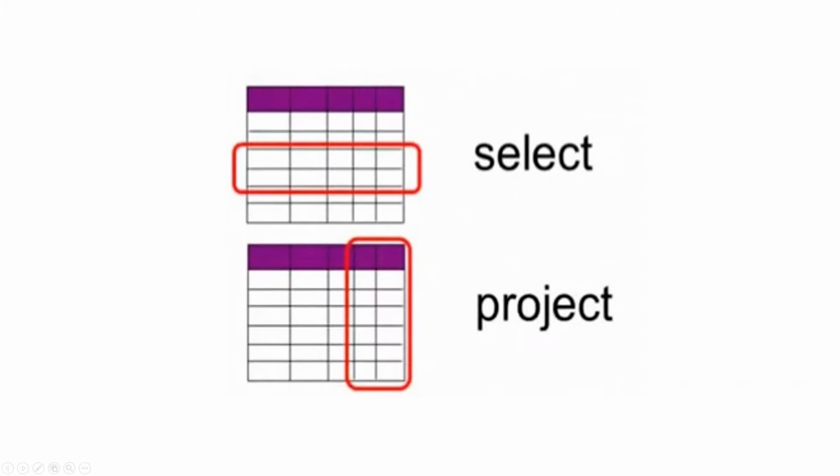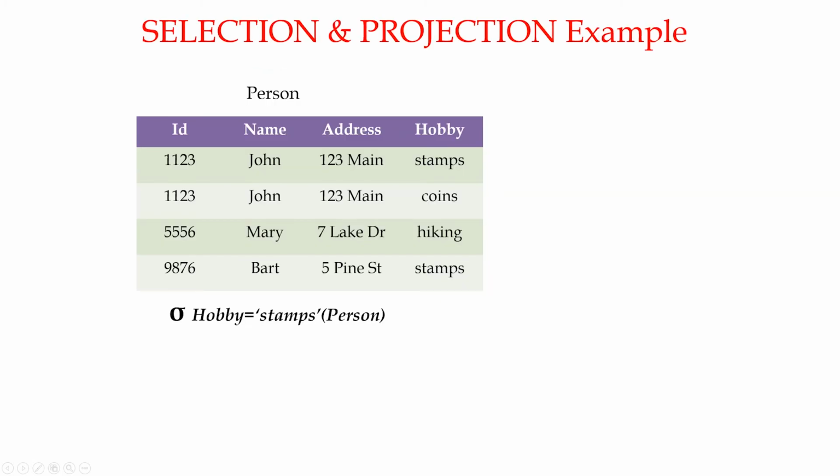Here you can see, as I have told, select produces a horizontal subset, whereas project produces a vertical subset. For a better understanding, I have given you one table example from which we can see how select and project work. Consider a table called person with four attributes: ID, name, address and hobby. Now my select operation is, I want to select the records where my hobby matches stamps. So the query is sigma hobby equal to stamps from person.